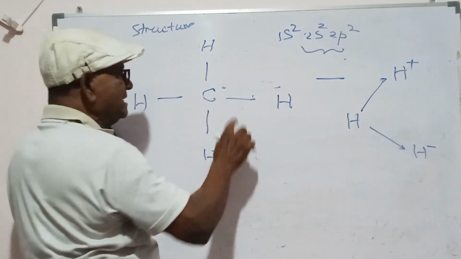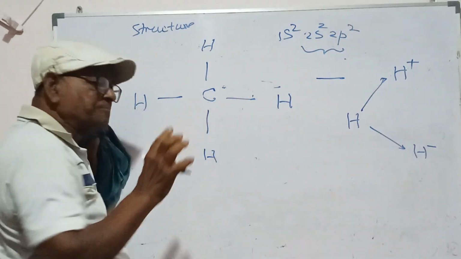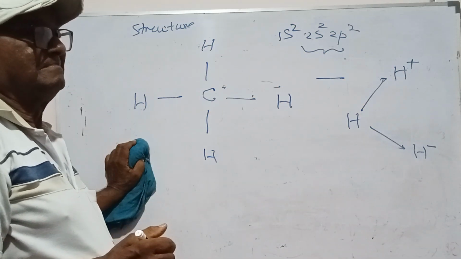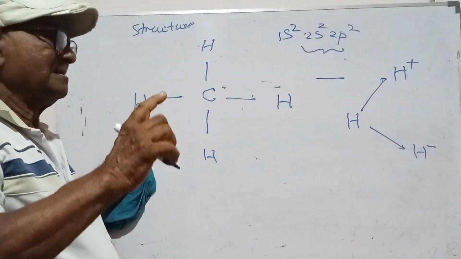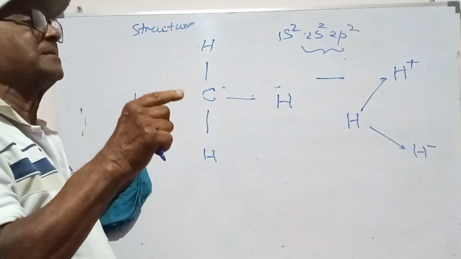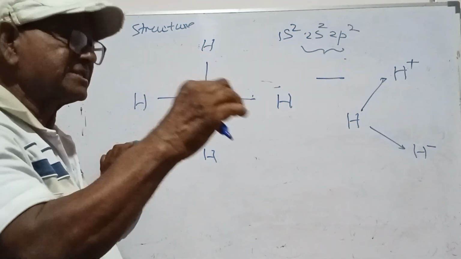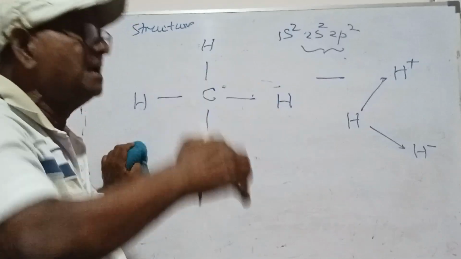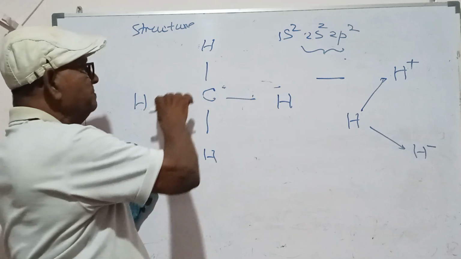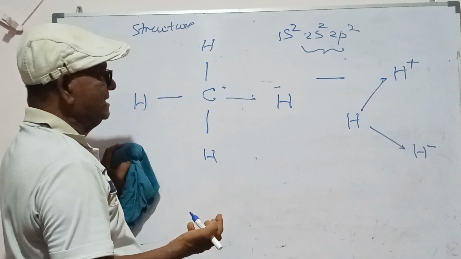If we draw the dot and cross as before, it is explained as the dot and cross diagram. Then you must know to draw the dot and cross diagram as well as the structure. Dot and cross shares become a covalent bond. Now the formula of this compound can be given very easily.